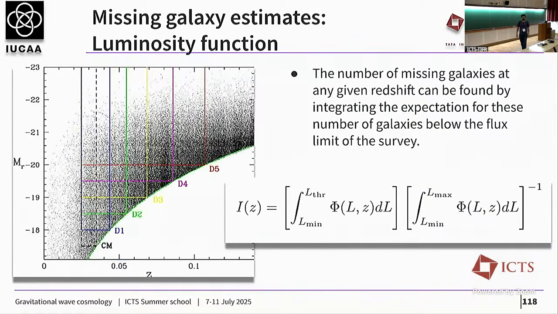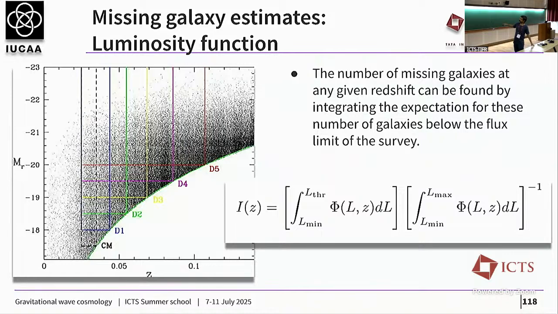Okay, then we will come to this question about the missing galaxy estimates. Okay, so the number of missing galaxies here, right? There are a number of them at any given redshift. This is because of the flux limit. This figure is something that we have been seeing quite often now. So what you can do is you can ask what is the incompleteness at a given redshift. Okay. So how will you estimate what the incompleteness is?